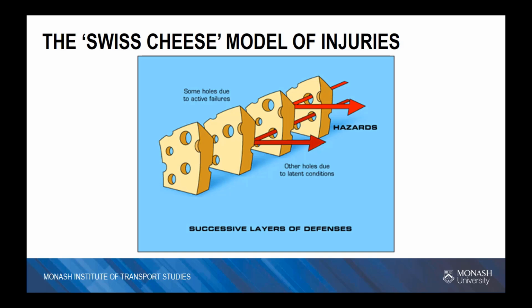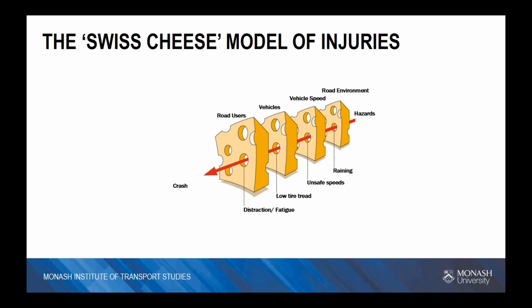Firstly, more barriers can be put in place, requiring the hazard to pass through a greater number of layers. Layers can also be made more robust, in essence, reducing the number and size of holes, making it more likely to stop errors before they occur.